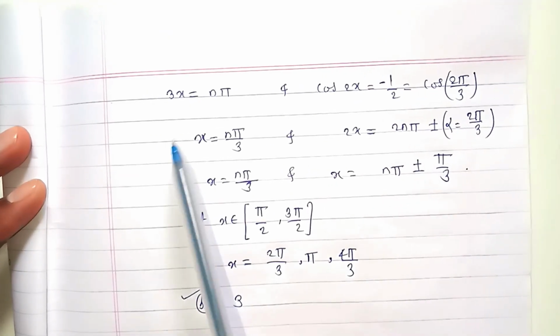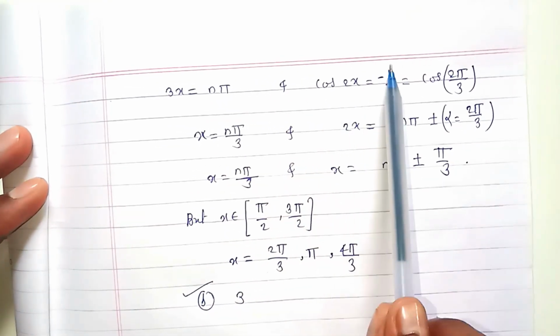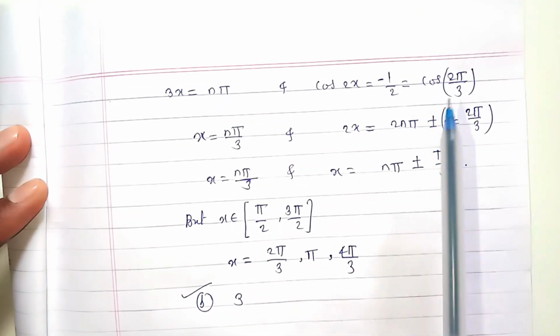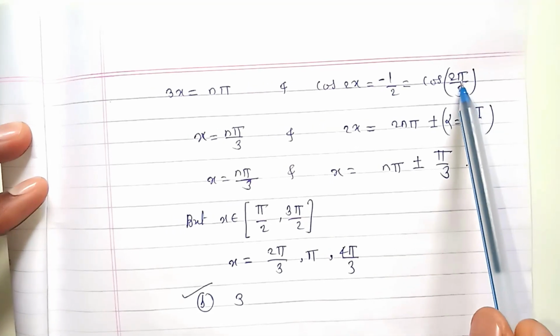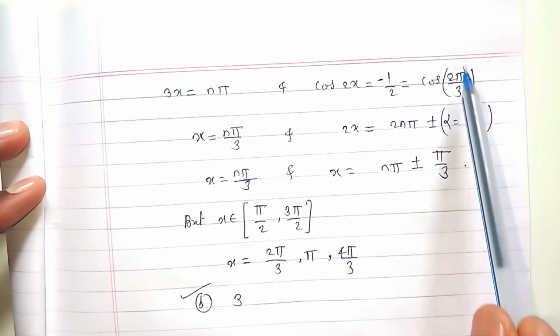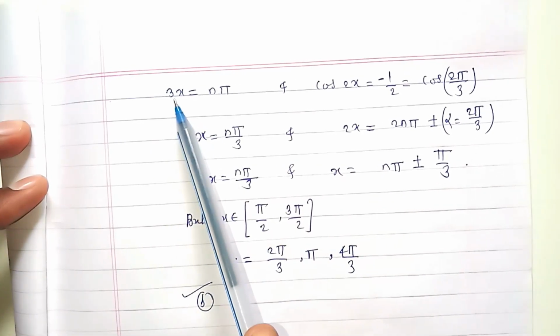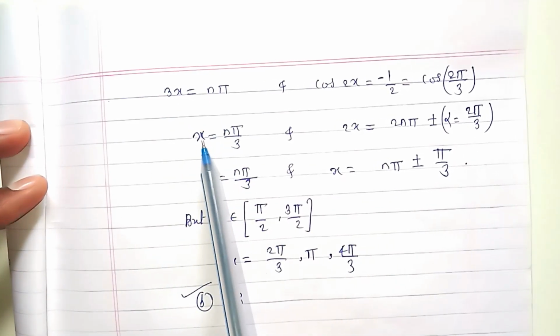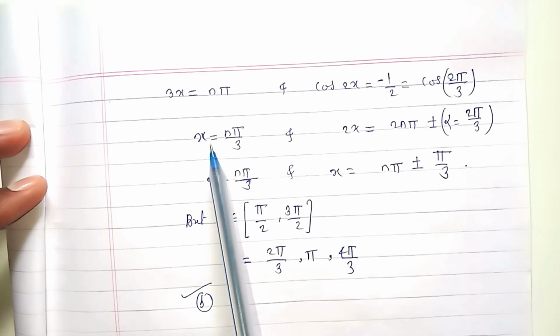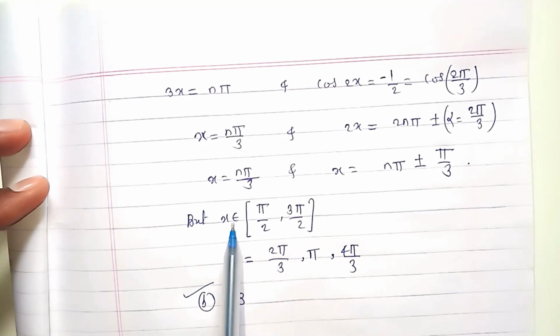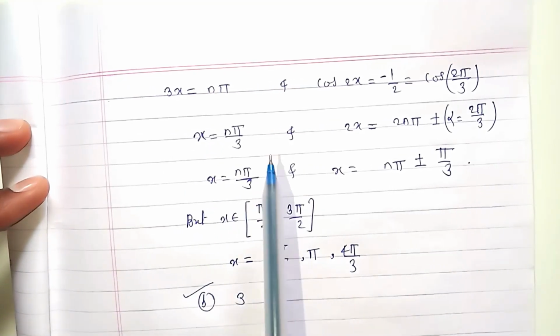So here, in the next step, 3x is equal to n pi. And cos 2x is equal to negative of 1 by 2, which is cos 2 pi by 3. You may use allied angles, or you may directly substitute, since cos 2 pi by 3 always gives the value negative 1 by 2. So 3x is equal to n pi, then the value of x is n pi by 3. Why do we want the value of x? We have to figure out where x belongs, which is given in our example.